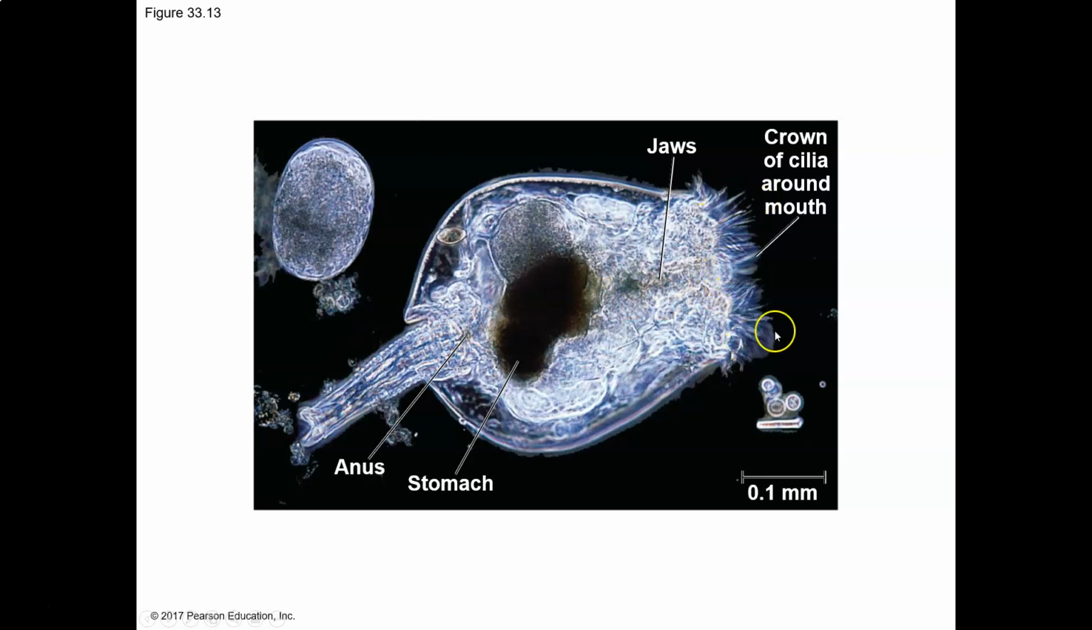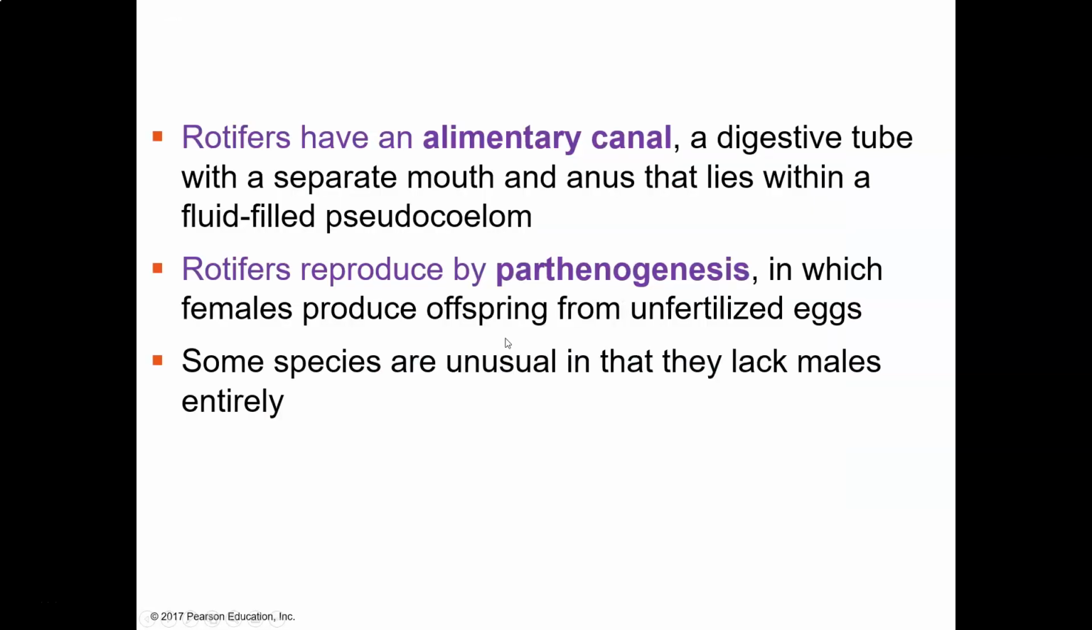And they have this crown of cilia that creates a vortex sucking in particles that get crunched up by the jaws and pass through their digestive tract. So they have a true alimentary canal. They reproduce by a process called parthenogenesis, in which the females produce offspring from unfertilized eggs. Unless there's a stress event, sometimes they might produce a male that would produce fertilized resting eggs, but usually it's parthenogenesis.